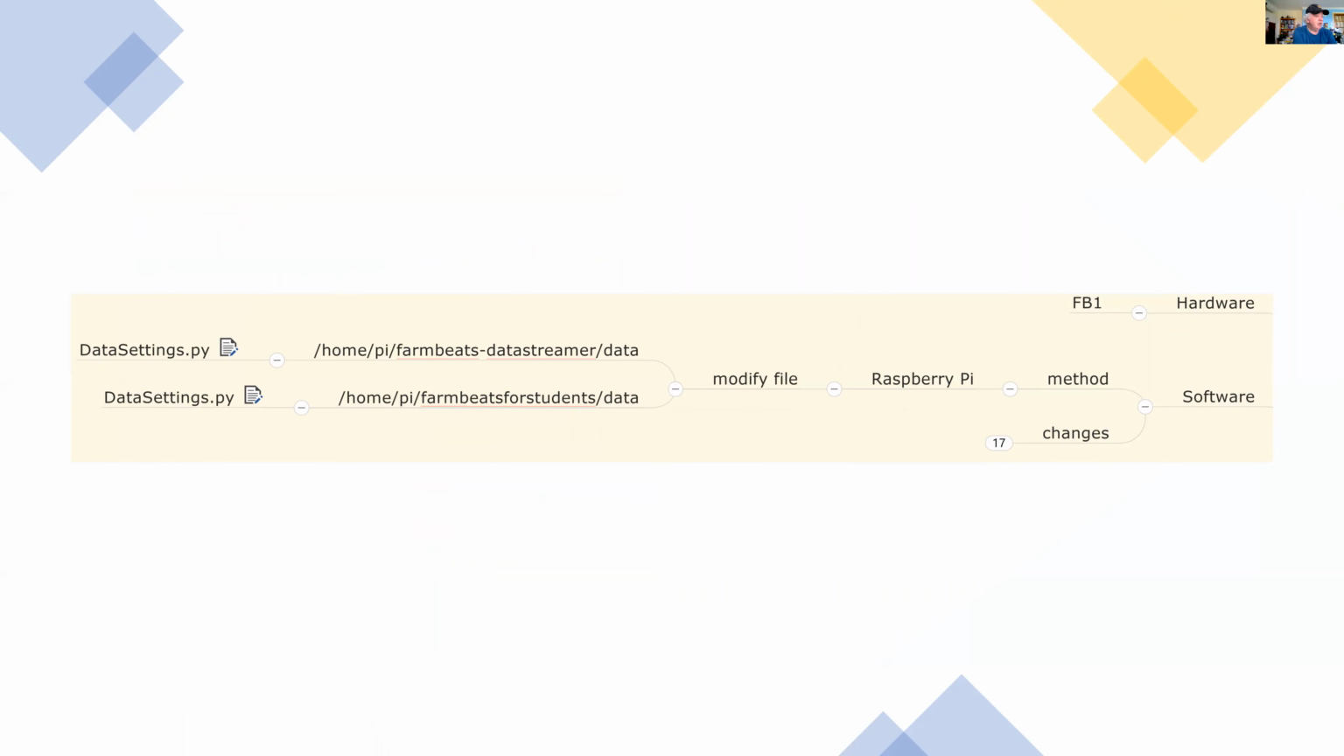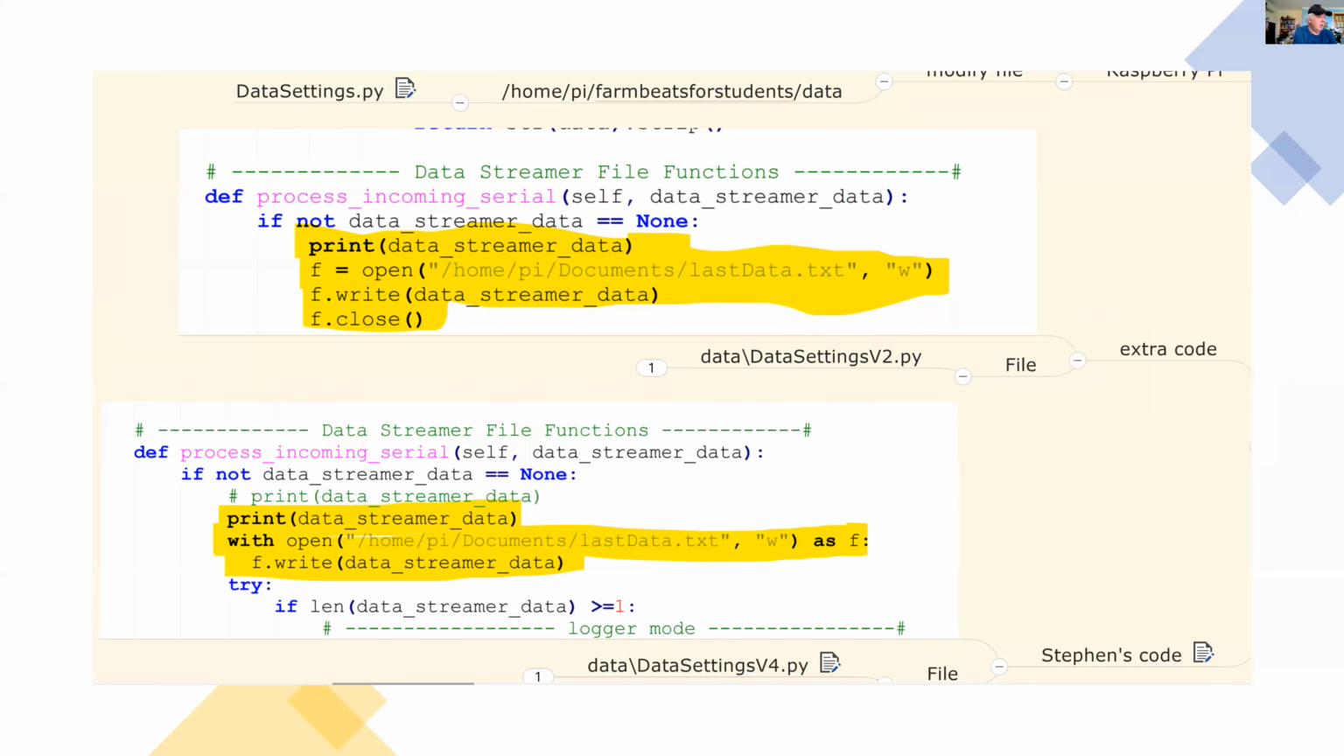And in this attempt, I'm modifying the data.python file. And I wasn't quite sure, should I modify this file in the FarmBeats data streamer directory or the FarmBeats for students. So that was one of the other issues to explore. And here's some of the attempts. The first one you can see up top is my attempt after learning about how to write a file. And the second attempt was a bit of help from my son, Stephen.